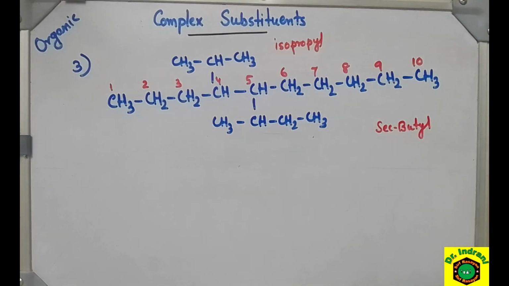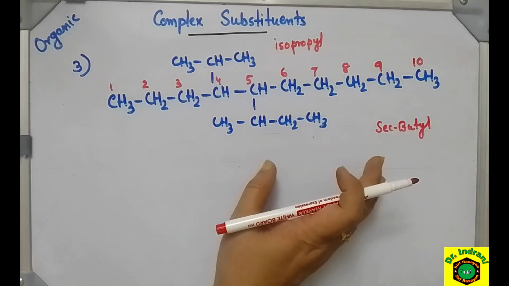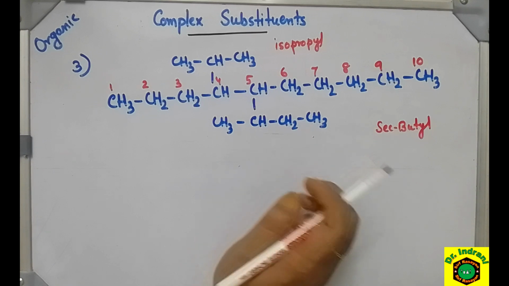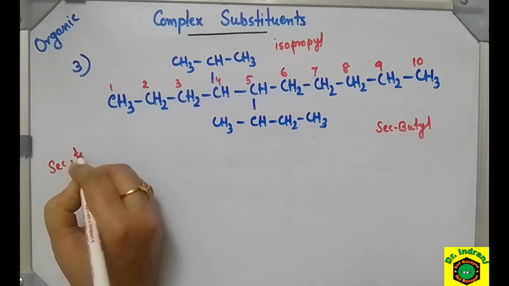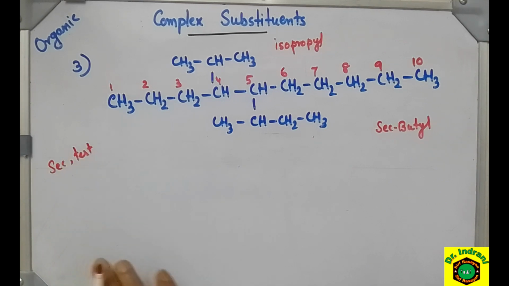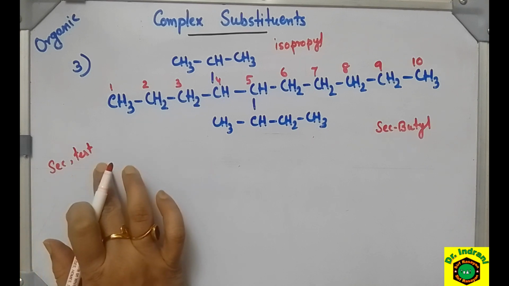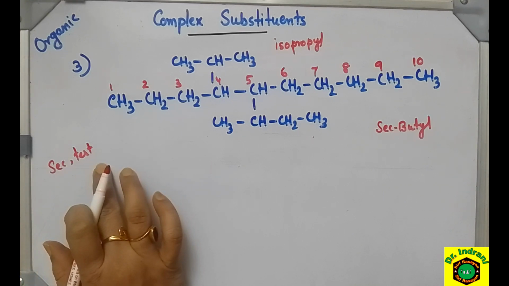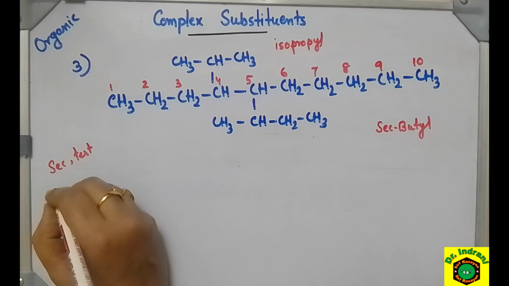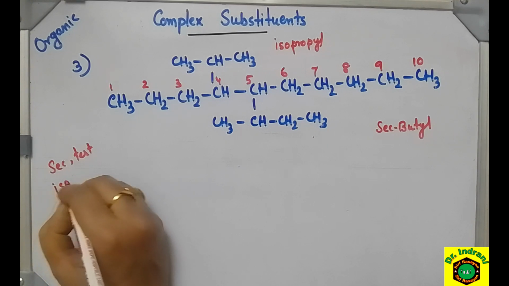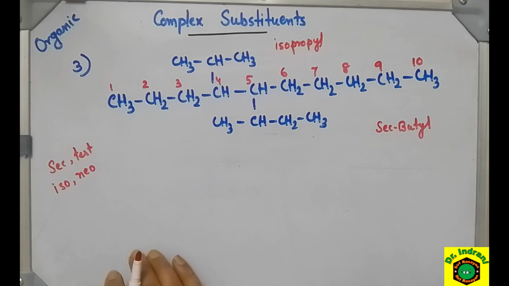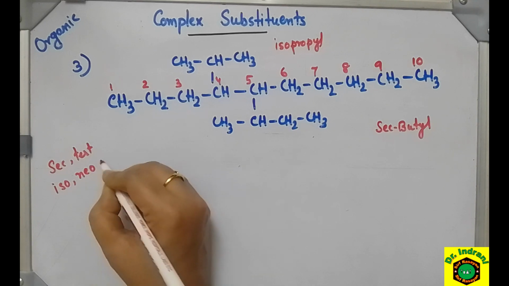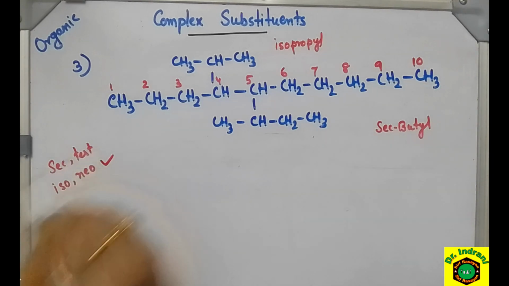Secondary butyl group. Okay. Now one thing you have to remember: secondary and tertiary are not considered for alphabetical order. But iso and neo are considered for alphabetical order. These are considered and these are not considered.